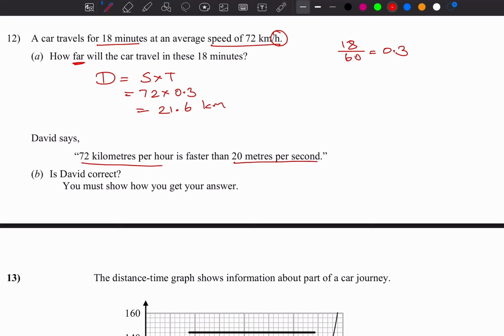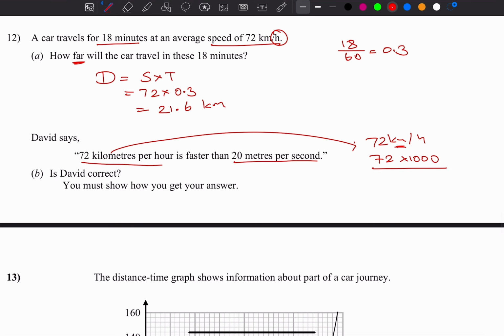72 kilometers per hour is faster than 20 meters per second. Is it? Let's check. 72 kilometers per hour. So what do you do? Times it by 1,000, because it's kilometers. To go from kilometers to meters, you times it by 1,000, divided by hours. Hours means 60 by 60, which is 3,600. You can do this actually without a calculator.